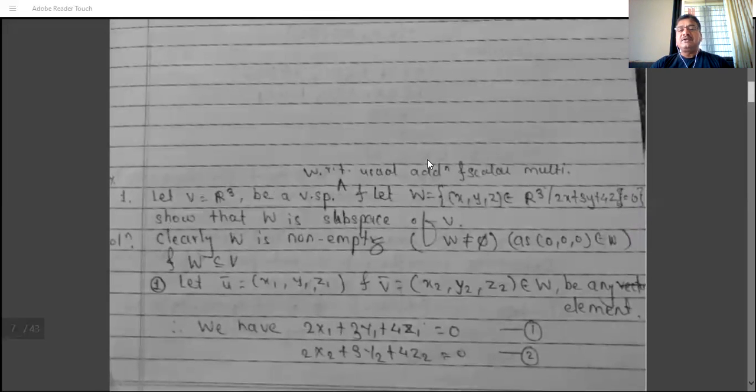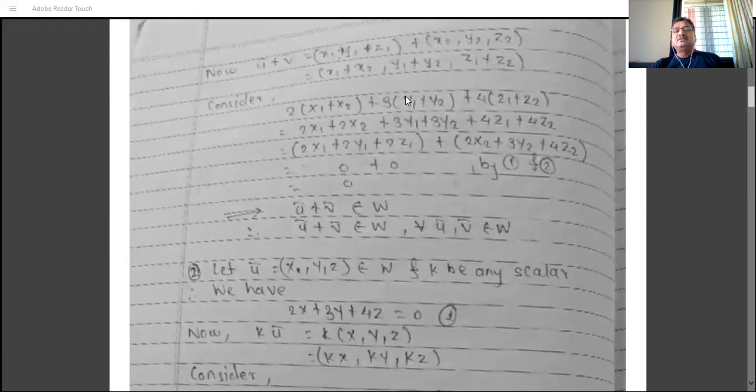And now what is u bar plus v bar? That is (x1, y1, z1) plus (x2, y2, z2). How can we add these two elements? Use the usual addition. What is the usual addition of these two elements? (x1 plus x2, y1 plus y2, z1 plus z2). This is again a 3-tuple, u bar plus v bar. And now we have to show that this element (x1 plus x2, y1 plus y2, z1 plus z2) belongs to W.